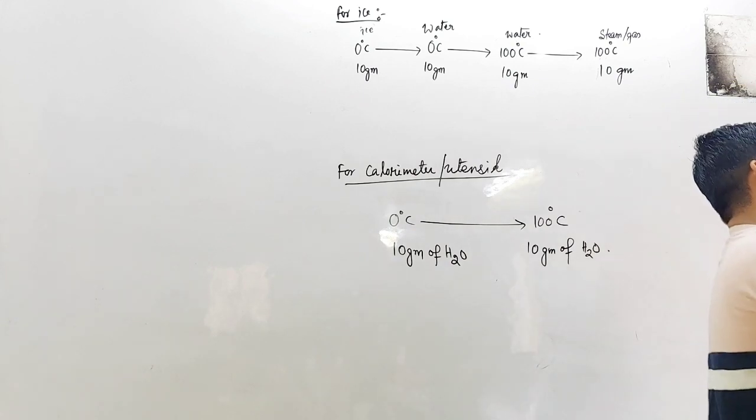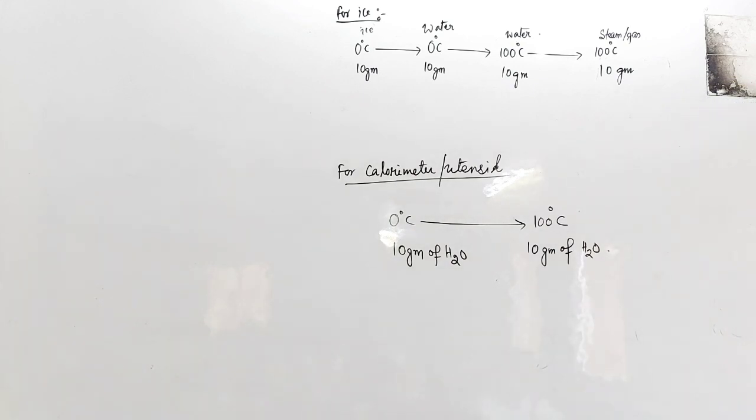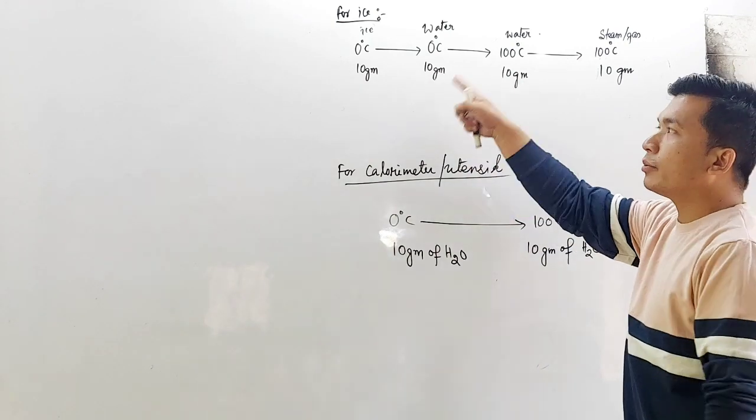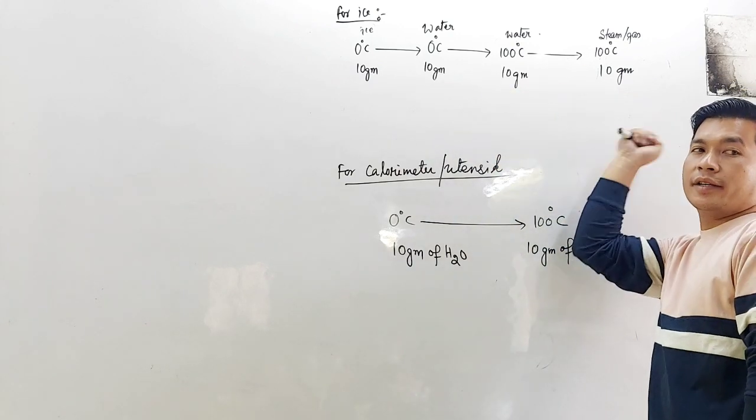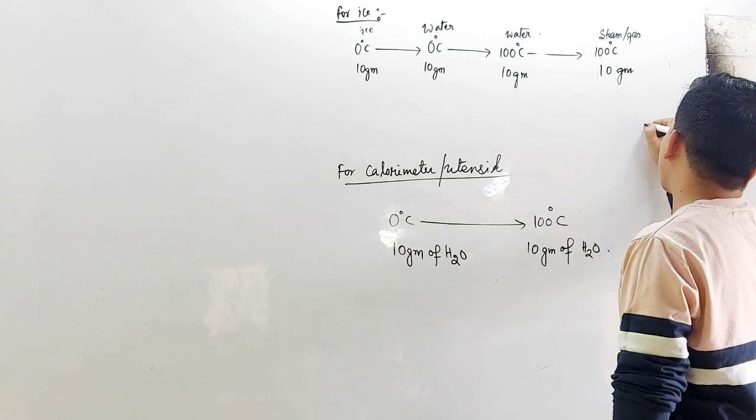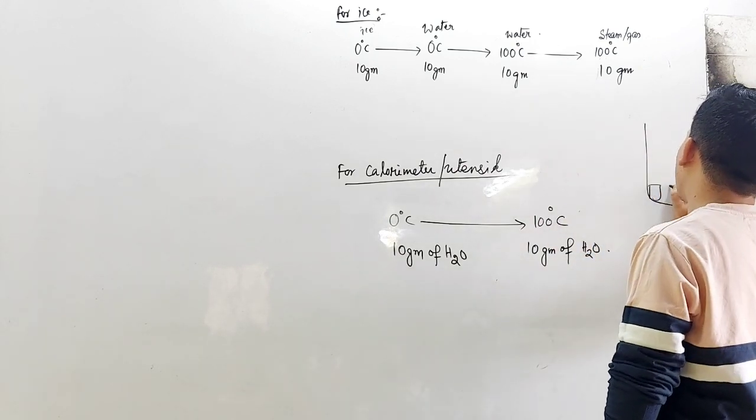For the utensil, before heating it was solid and after heating, even after evaporation, it will remain solid. So the increase in temperature for your utensil is only from 0 to 100. For your ice, it will be from 0 degree ice to 0 degree water, 0 degree water to 100 degree water, and 100 degree water to 100 degree steam.